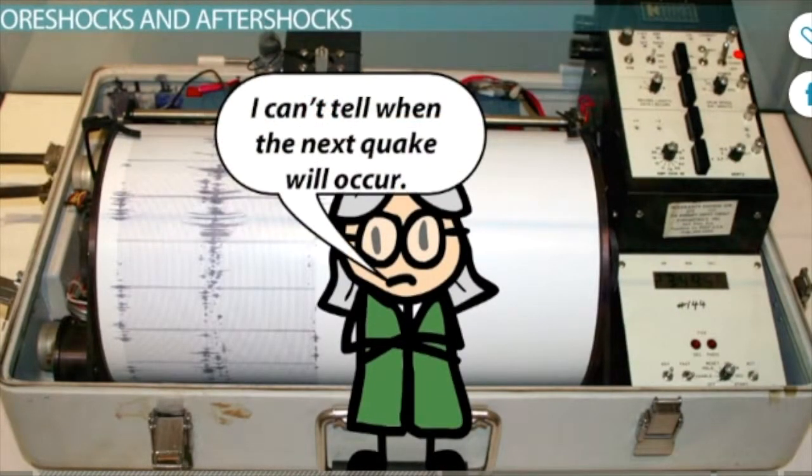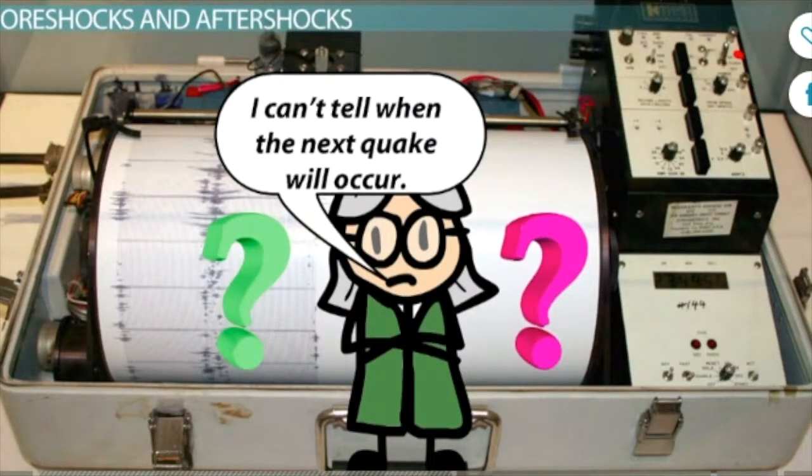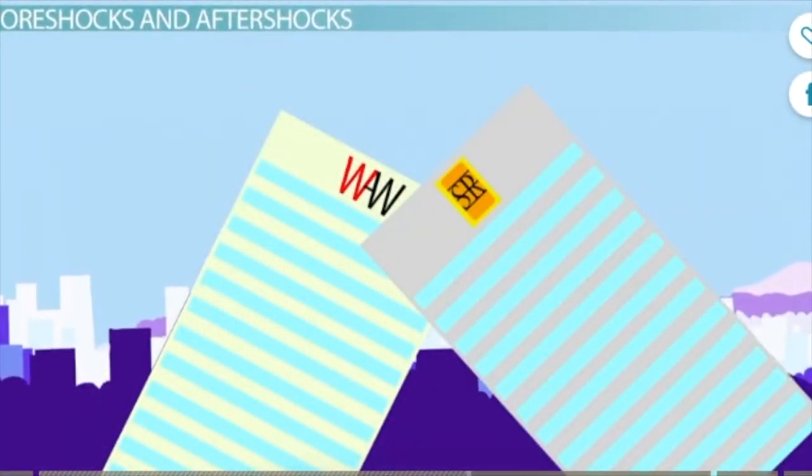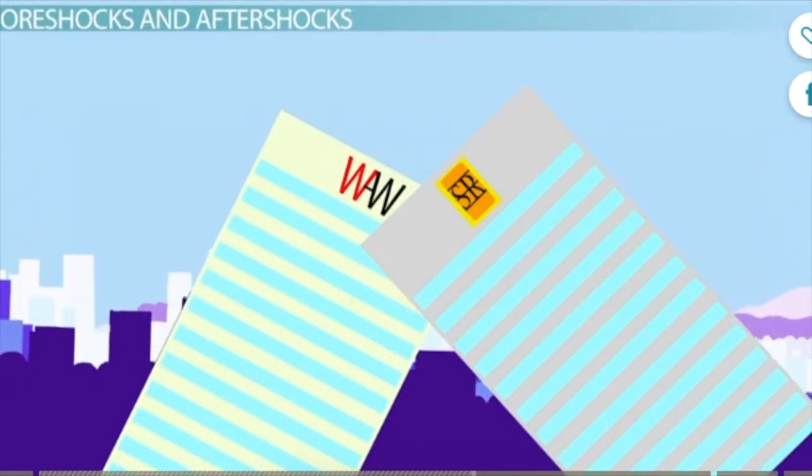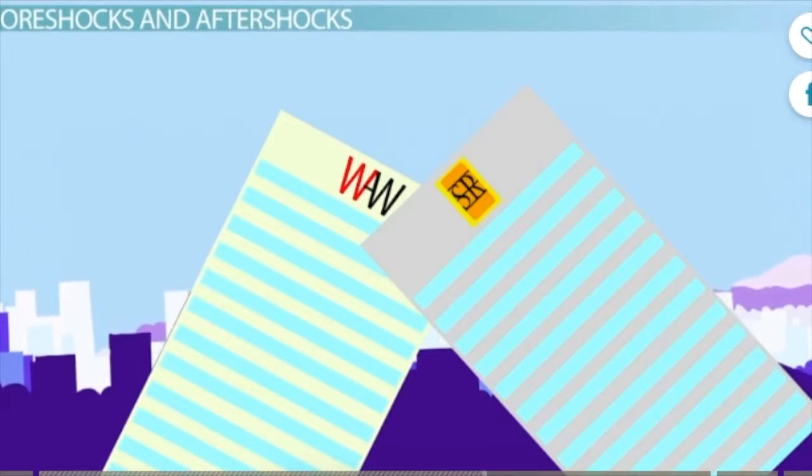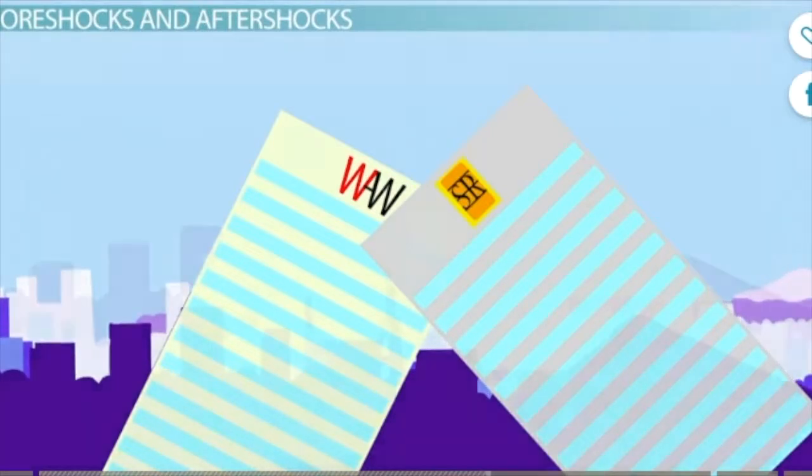The main quake doesn't tell us much about an aftershock. We don't know if or when it will come, where it will occur, since it doesn't always occur in the same place as the main quake, or how strong it will be. Aftershocks may continue to do damage to an area that has been hit by the main quake because structures like buildings and roads are already rattled from the previous shaking event.